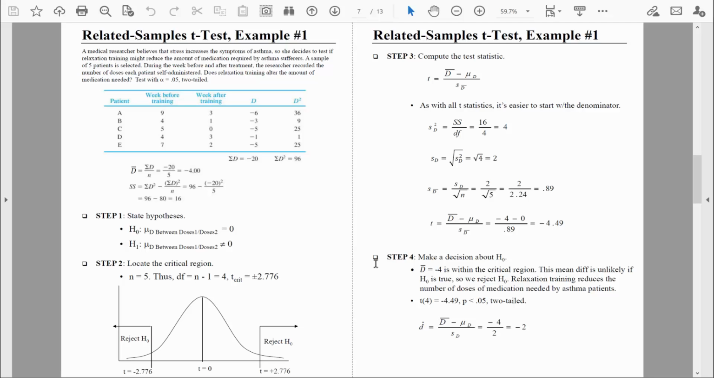We mentioned that we're going to reject the null hypothesis. Here's a way that we can write that up a little bit more formally. We found that our sample mean difference score, which was equal to -4, was within the critical region. This mean difference is unlikely if the null hypothesis is true, and that's why we rejected the null hypothesis. In everyday language, what did we find? Relaxation training reduces the number of doses of medication needed by the asthma patients. Now we need to show how this would appear in a journal article. This is a t-test just like any other t-test, so we'll write it up in the same way that we've done in the past.